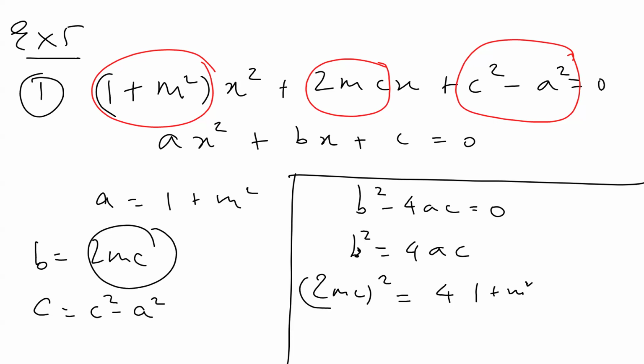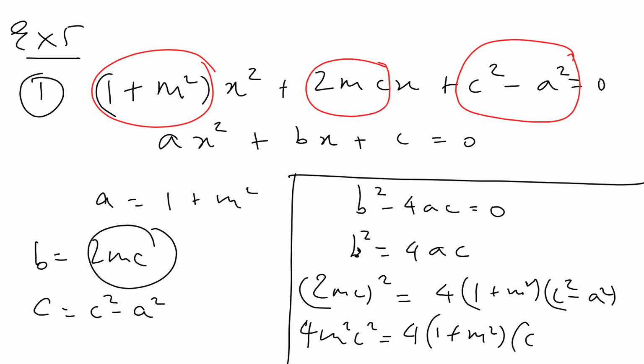A is 1 plus m square, and c is c square minus a square. So 4 m square c square equals 4 into (1 plus m square) into (c square minus a square). So this 4 and this 4 will get cancelled. On the right hand side, I'll multiply the two brackets.